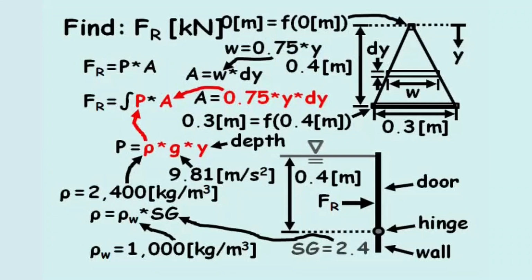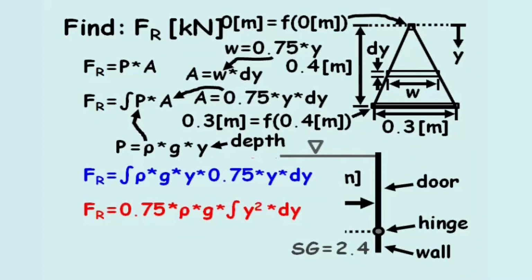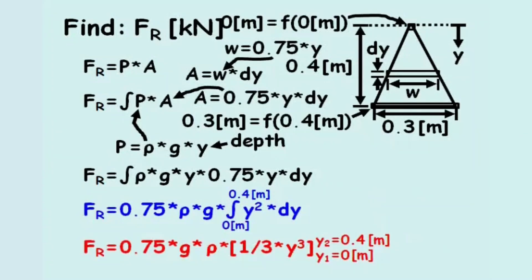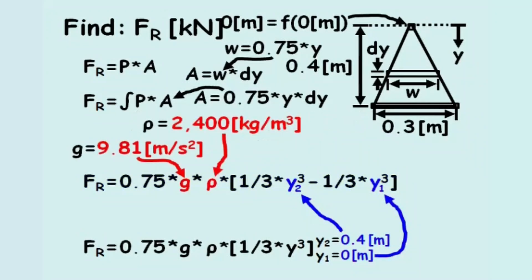This makes our equation for Fr equal to the integral of rho g y times 0.75 y dy. And after simplifying, Fr equals 0.75 times rho g times the integral of y squared dy. And we'll integrate from a depth of 0 meters to 0.4 meters. After integrating, we'll substitute in the limits of integration for y1 and y2. We'll also substitute in the values for the acceleration and the density.